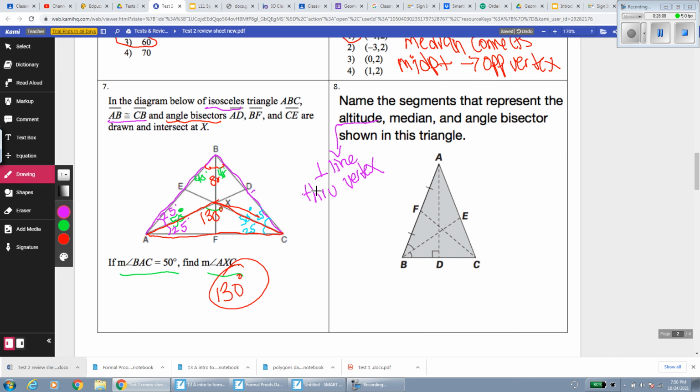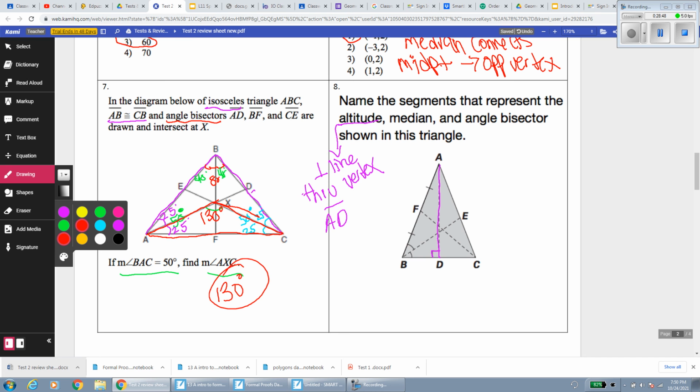So the only conclusion I can draw from knowing a segment is an altitude is that it passes through a vertex and it forms a right angle with the side of the triangle that it's touching. So if I take a look over here, segment AD starts at the vertex and forms a right angle with the side of the triangle BC that it's touching. So I'm going to write here, segment AD is an altitude of the triangle. Looking quickly, I don't see any other altitudes of the triangle because I don't see any other right angles that are formed in the triangle.